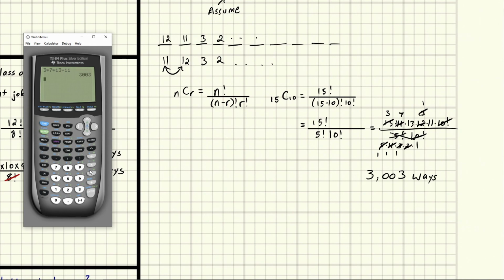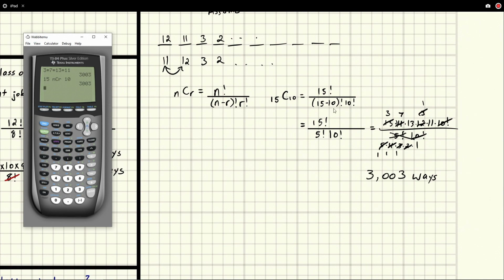We can double check this by simply doing 15, go to math, go to probability, choose number 3, and then 10 for r. We enter, we see we get the exact same thing, which means we did not make any sort of weird algebra mistake. And that's how you do this problem.